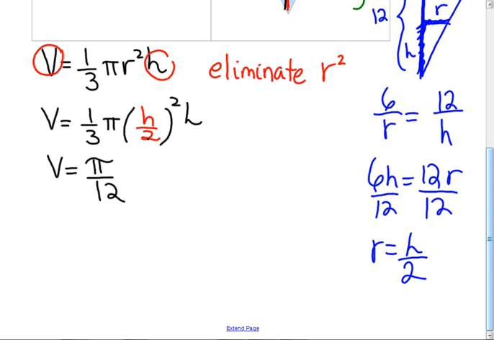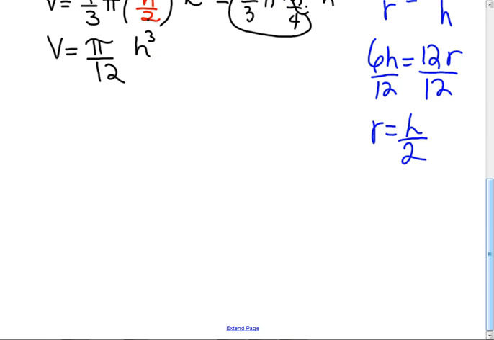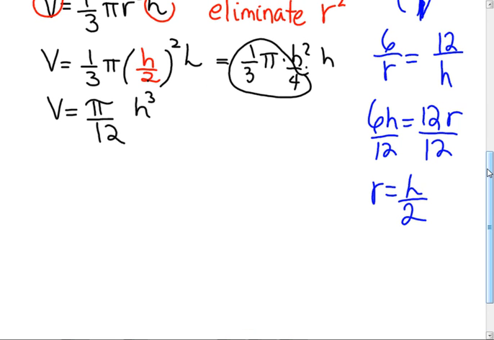And how many h's? I just multiplied it out. It's 1/3 pi h squared over 4 times h. So I combined all these because I have to square this. Remember, it's r squared. Okay, now we can take the derivative. Now it's easy. Getting there is not necessarily so easy, but the calculus is usually the easy part.